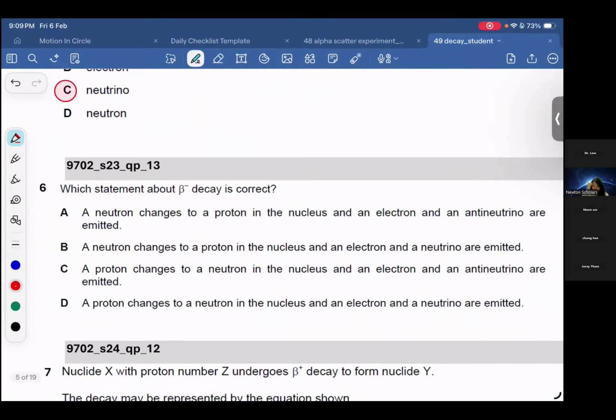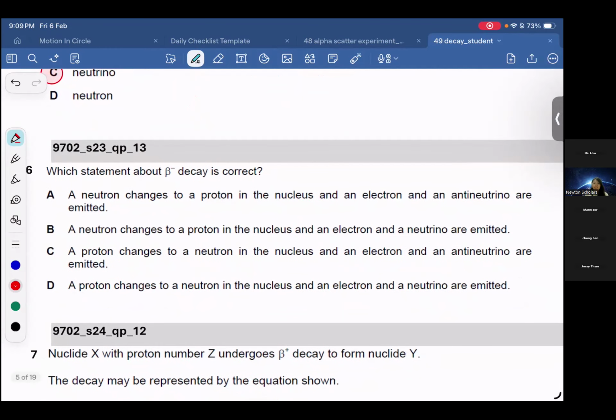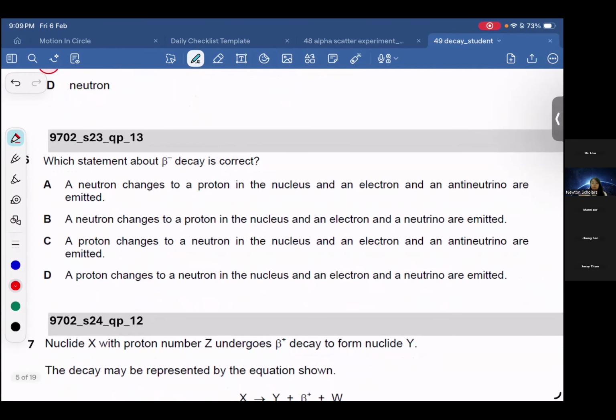Okay, here, which statement about beta decay is correct? Beta minus decay is correct. Okay, read it. Do not refer. Do you still remember the technique that I taught you just now? Try. Think back. Beta minus is actually what? Change to what? Beta plus is actually what? Change to what? Using the technique that I taught you just now. Jore, yes, correct.